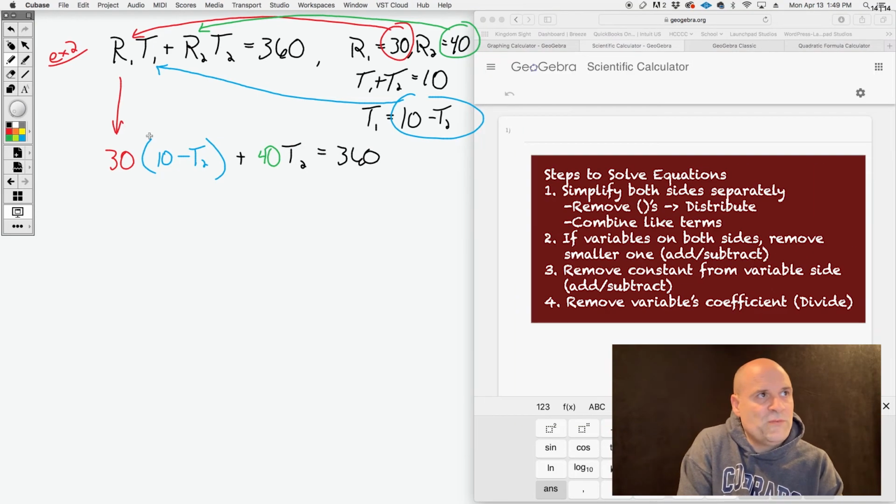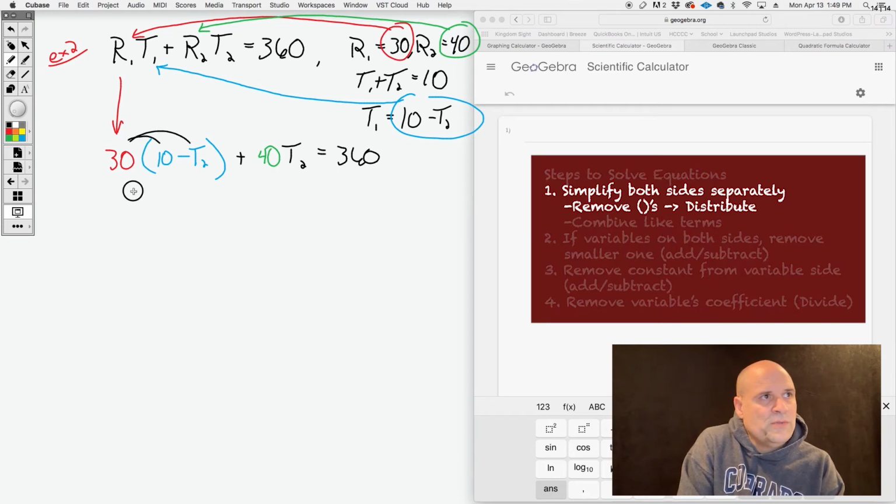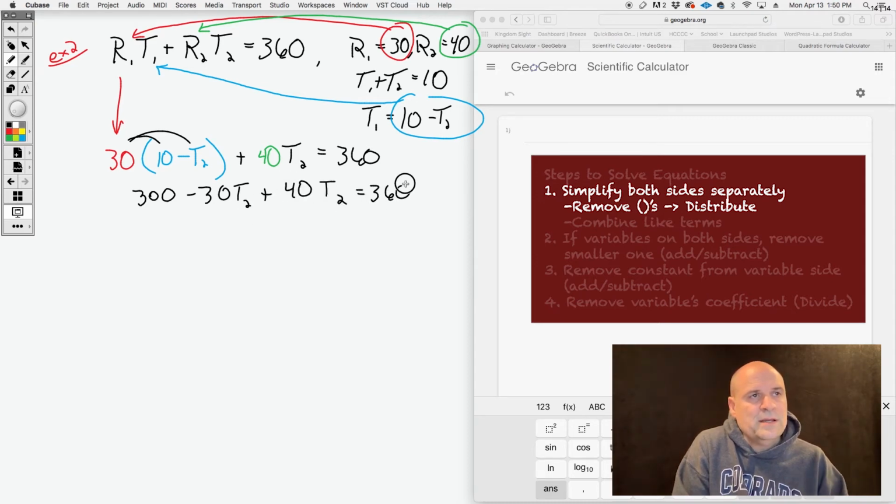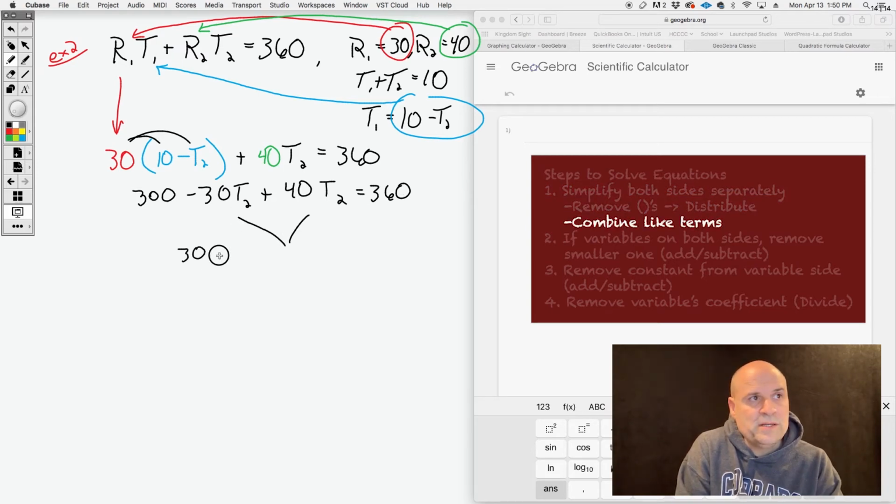All right, simplify and solve. Distribute. 300 minus 30t2 plus 40t2 equals 360. All right, next step to simplifying both sides is combine like terms. So 300 minus this negative 30t2 and positive 40t2 ends up with a positive 10t2 equals 360.